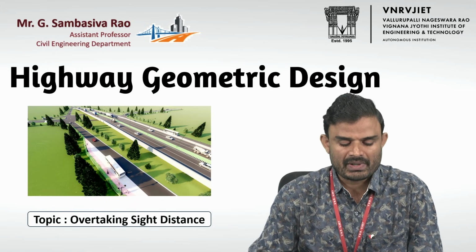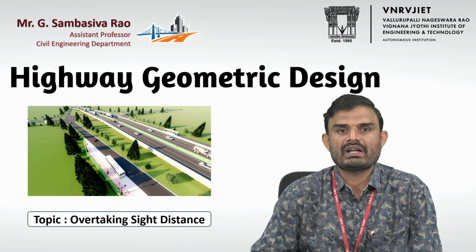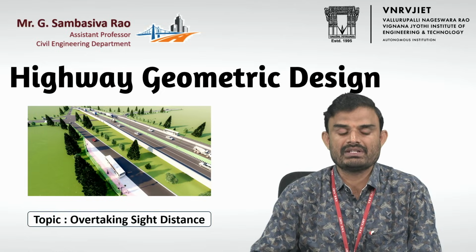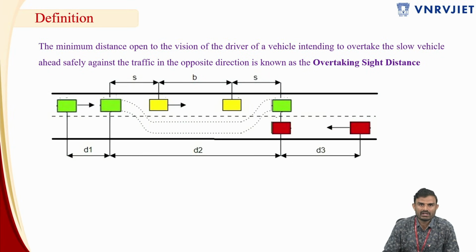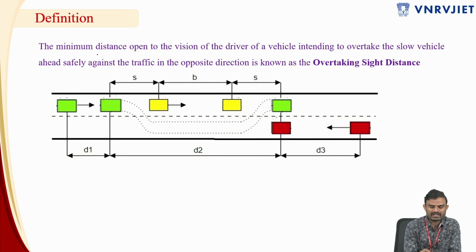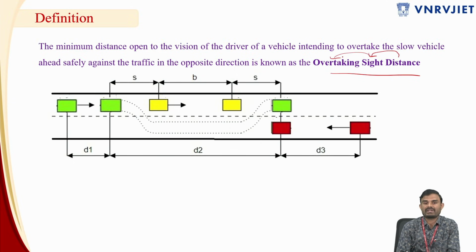Today we are going to discuss the topic overtaking sight distance as a part of highway geometric design for civil engineers. So this is the definition regarding overtaking sight distance. The definition is self-explanatory. It is the minimum distance which is available on site for the driver for performing the overtaking operation. So that is what the overtaking sight distance is.